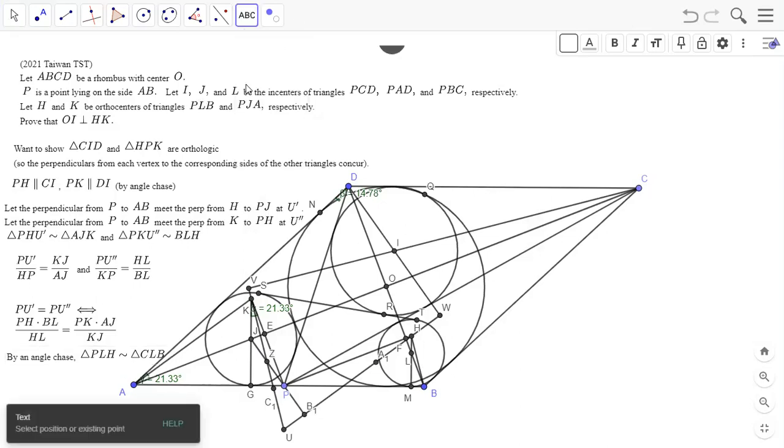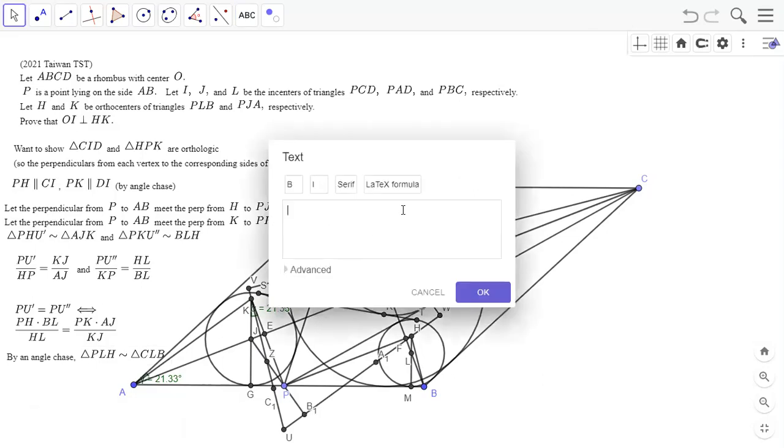So basically, PH over LH is BC over BL. And similarly, we have PK over JK is equal to AB, or I'm sorry, AD over AJ, and we have AD is equal to BC. So combining the above gives what we want.